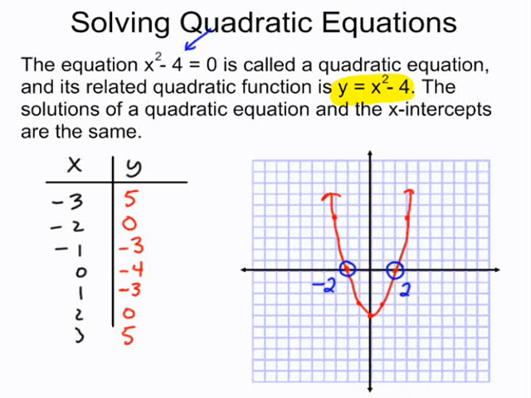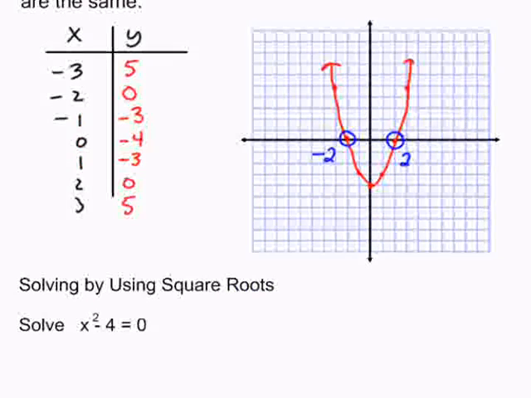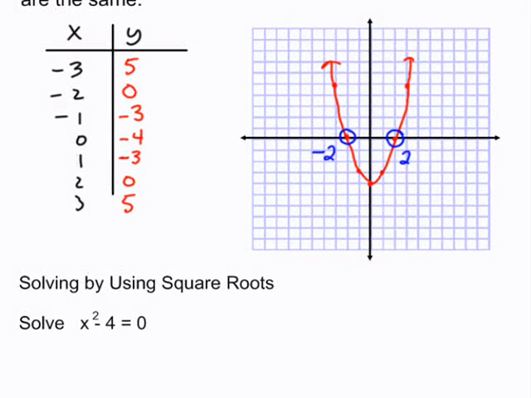And what we're going to focus on today is, rather than graphing all of these to find the solutions, we're actually going to solve these using algebra. So let's take a look at an example of that. This won't be our first example. We're going to take this same problem and solve using square roots. So I'm going to solve this equation like I normally would. We're trying to isolate the variable. So we add 4 on both sides. That gives us x squared is equal to 4.